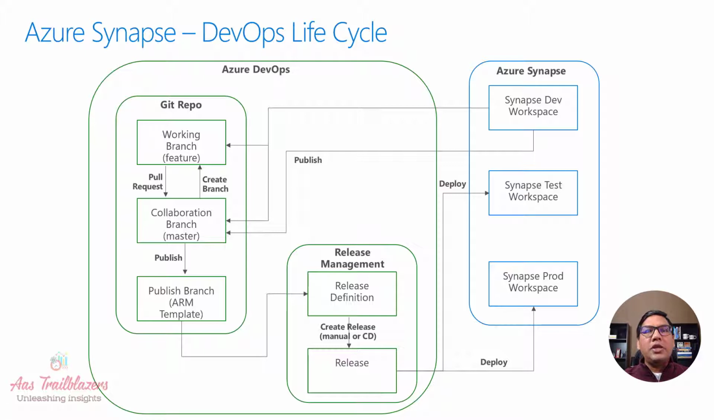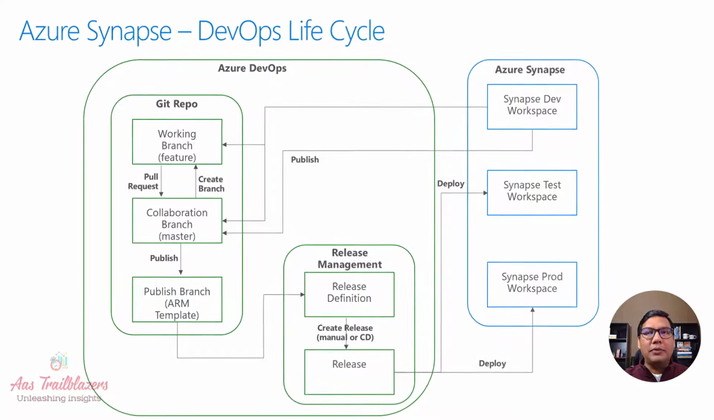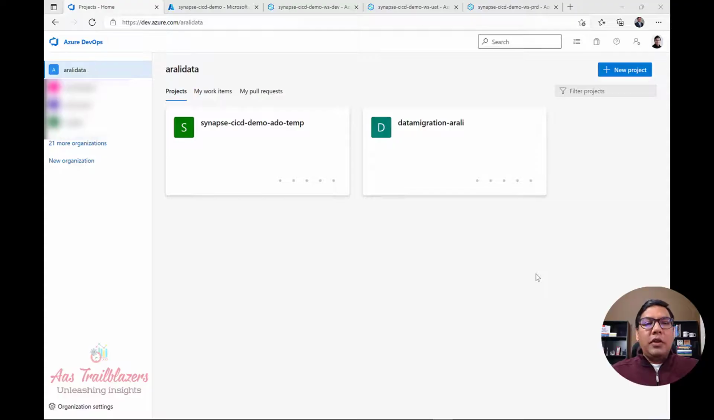So in a nutshell, this is the overall DevOps lifecycle for the majority of the Azure Synapse applications that you will be building. With that, it's time to look at how to set it up in a practical scenario. As a prerequisite, we first need to make sure we have an Azure DevOps organization already created, and then the next step is to create the project in that organization.